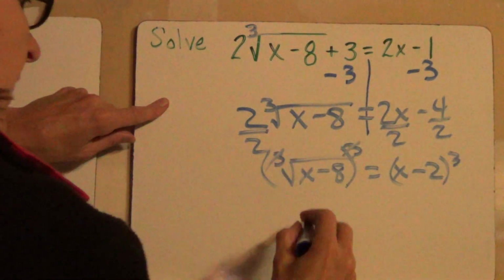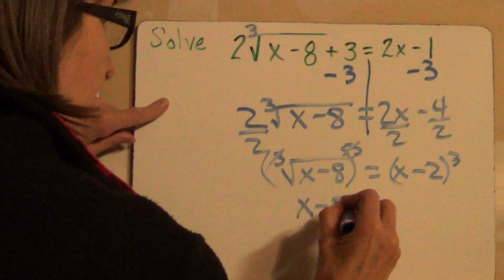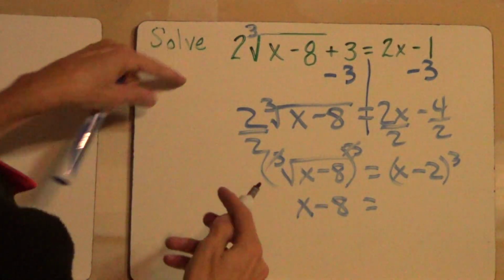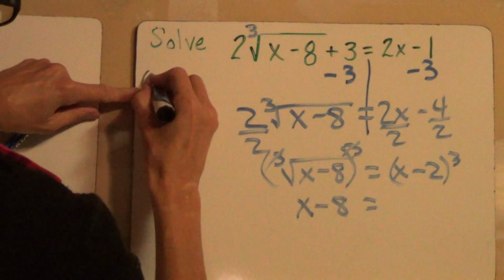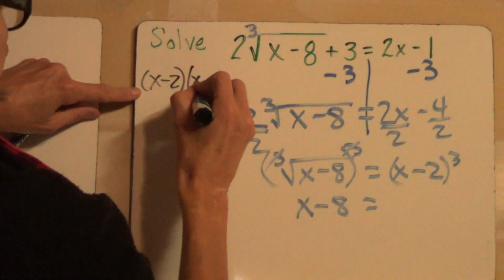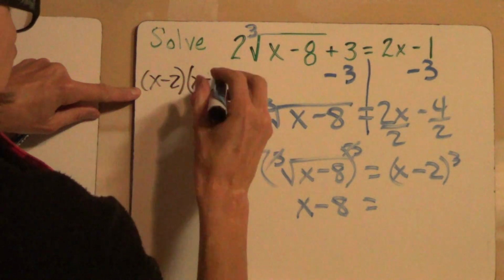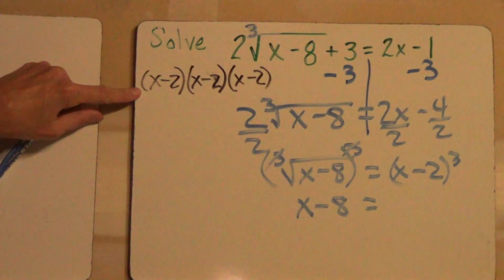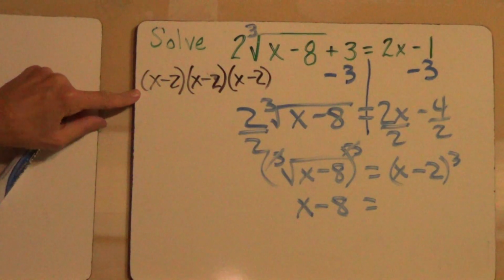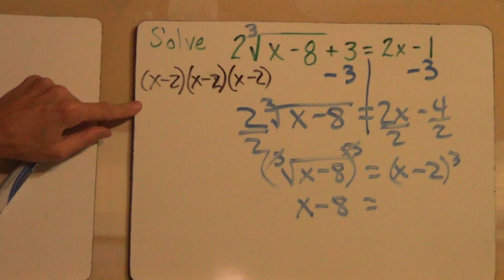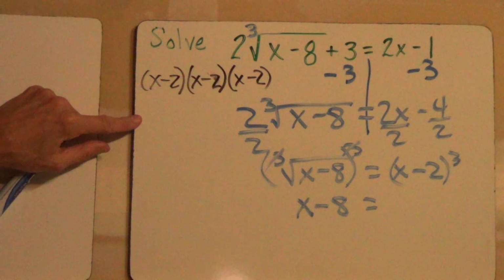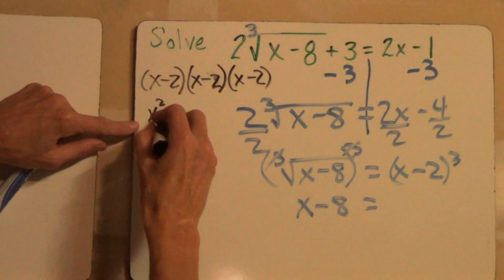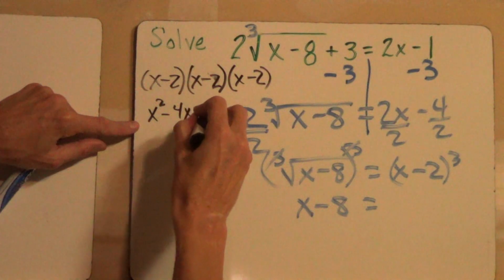So that'll cancel there. We get x minus 8 equals, let me show you how I do that, x minus 2, x minus 2, x minus 2. If you remember Pascal's triangle, you could use that, because I have students that weren't in here for last block. I'm not going to go to that one. I'll just show you how to FOIL these. So we get x squared minus 4x plus 4.